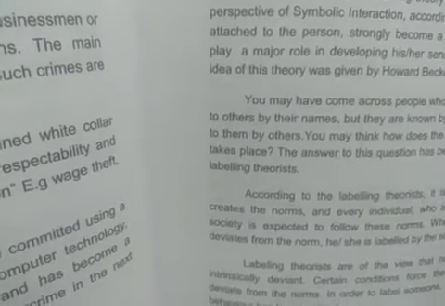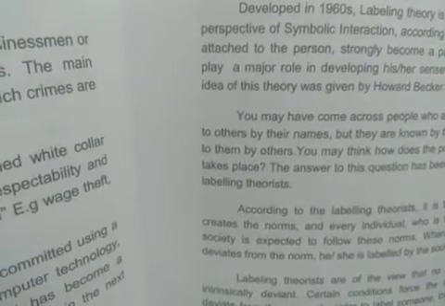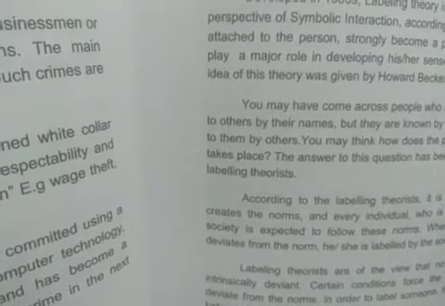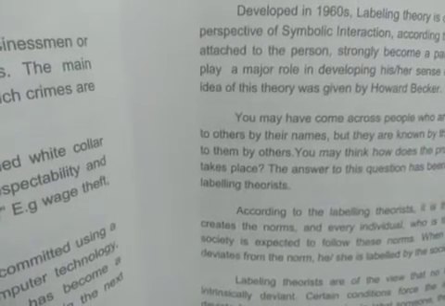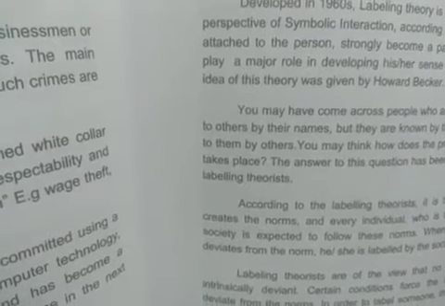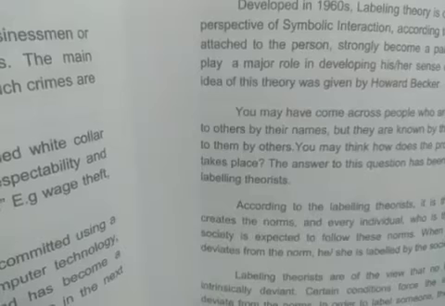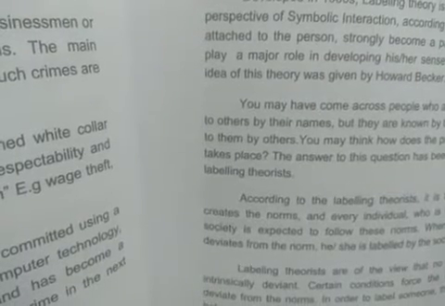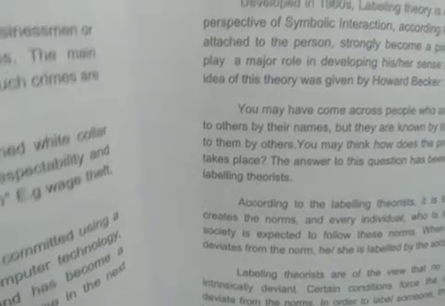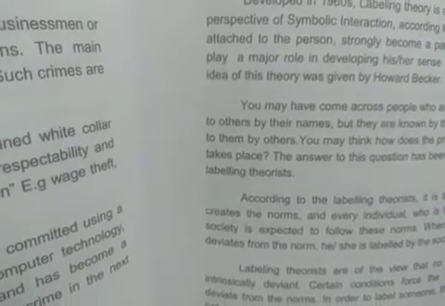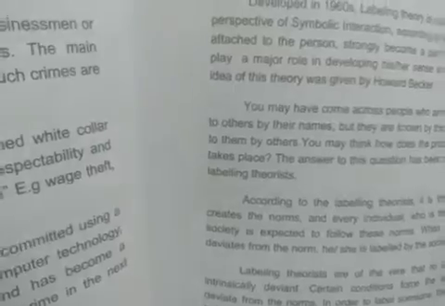3.4 Theories. 3.4.1 Labeling Theories. Developed in the 1960s, labeling theory is closely related to the perspective of symbolic interaction, according to which labels, once attached to a person, strongly become a part of his or her identity and play a major role in developing his or her sense of self. The central idea of this theory was given by Howard Becker.